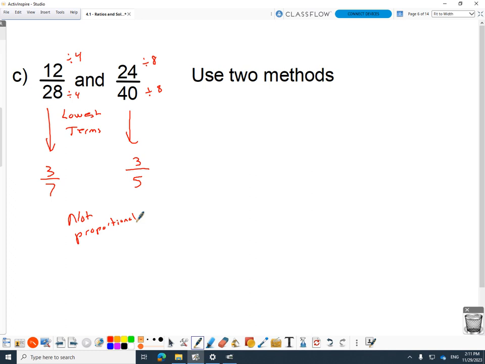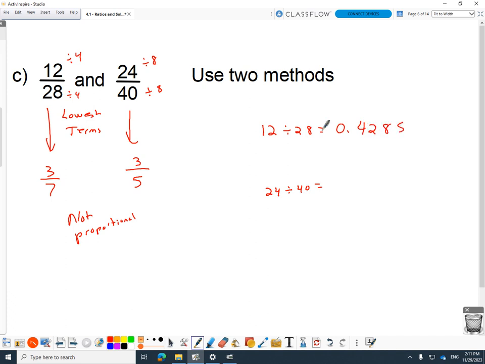What was the method I haven't done yet? Change to a decimal. 12 divided by 28. 24 divided by 40. You get your calculator out and you hammer it in there and you go, what is 12 divided by 28? It's approximately 0.4285.